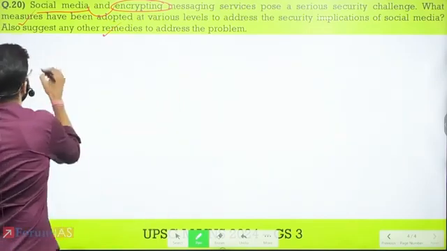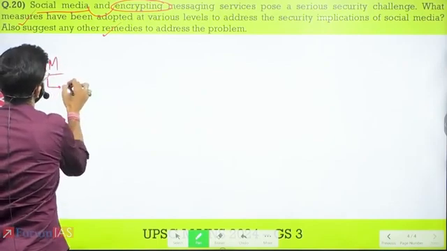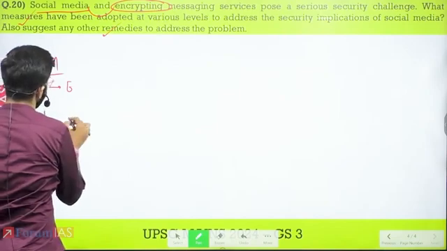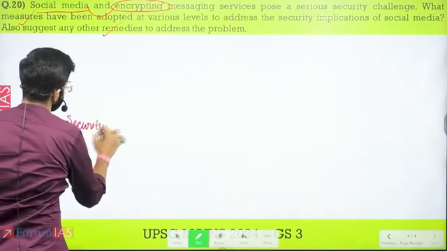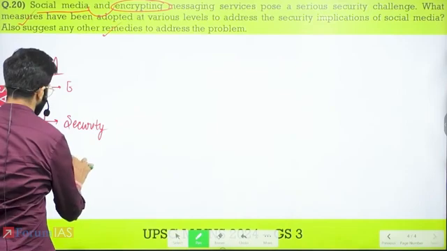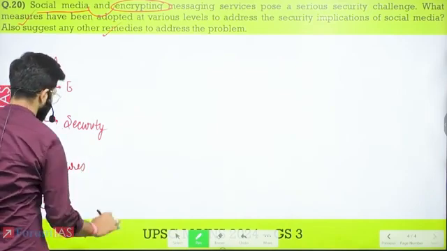Yes, so social media we'll be talking about. Within this, we'll be talking about encryption, and how this is leading to a security concern. Then what measures have been adopted and what other remedies are needed.